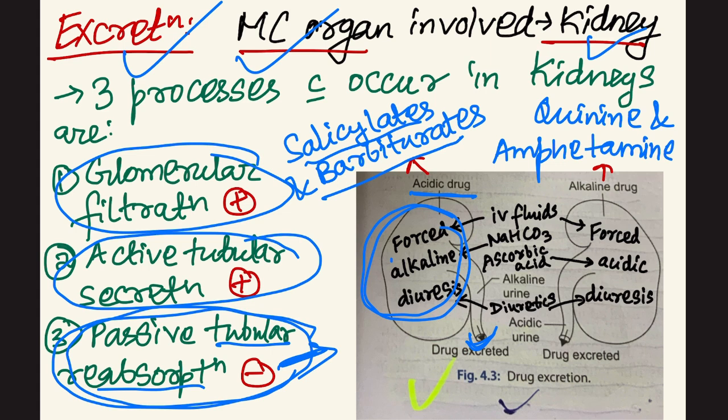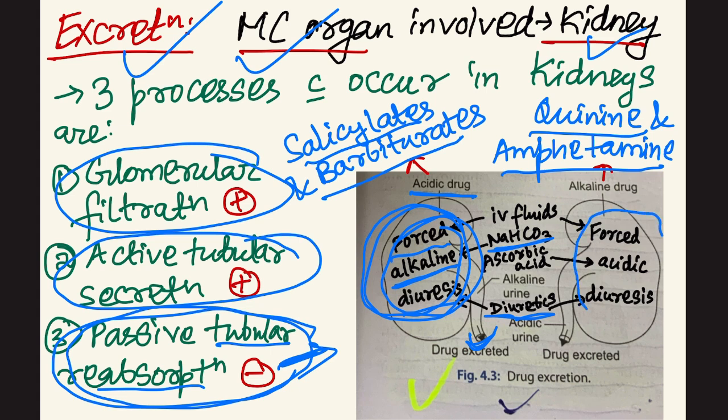Here we have to give IV fluids, which will cause the pressure. Then we have sodium bicarbonate, which will alkalinize the urine, and diuretics have to be given, which will cause diuresis. So this together is called forced alkaline diuresis. And similarly, if we have poisoning by basic drugs like quinine and amphetamine, then in that case we will have to acidify the urine.